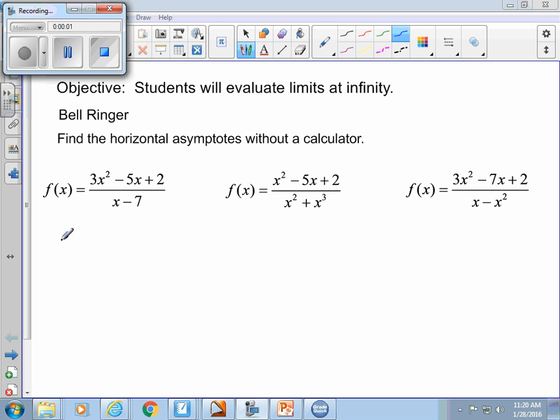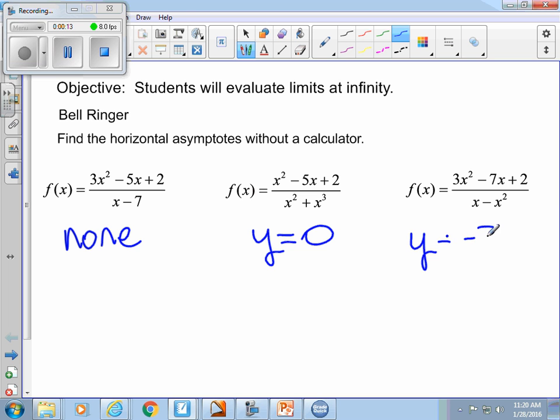Asymptote on number 1? Second one. Y equals 0. And the last one. Good. Questions? It just said horizontal, so I didn't have to. But you're right, there is a slant asymptote.